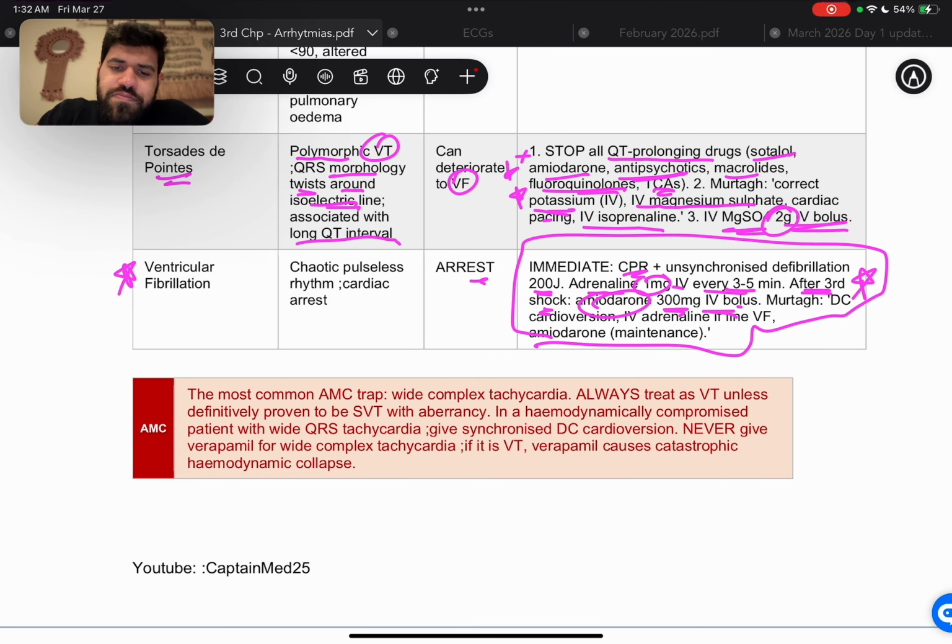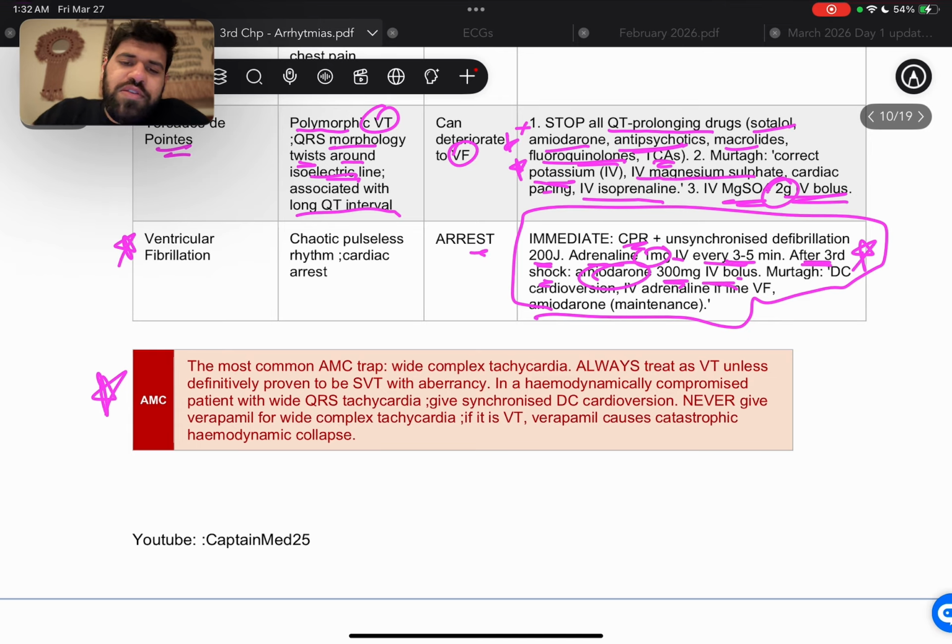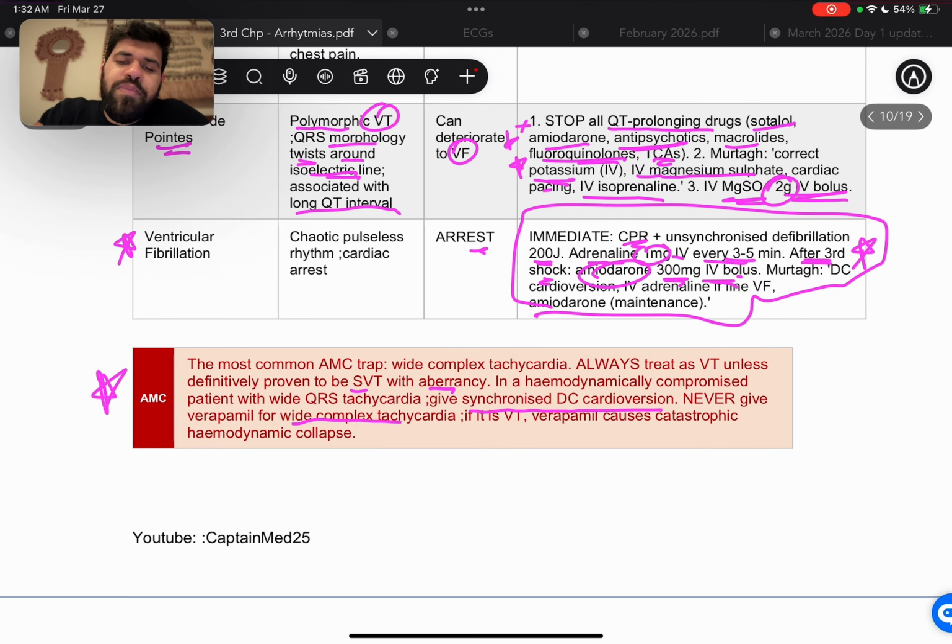All right, so the most important AMC trap is going to be wide complex tachycardia, and always treat as VT unless definitively proven to be SVT with aberrancy. In a hemodynamically compromised patient with wide QRS tachycardia, give synchronized DC cardioversion and never give verapamil for wide complex tachycardia. If it's VT, verapamil causes catastrophic hemodynamic collapse.